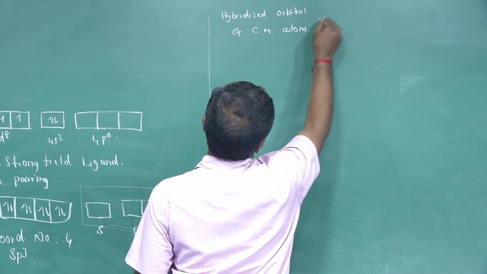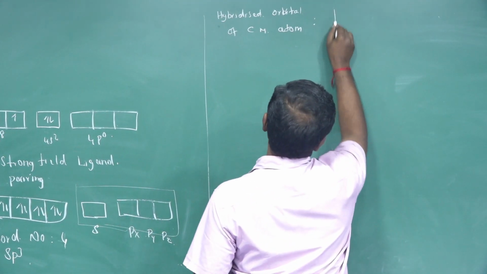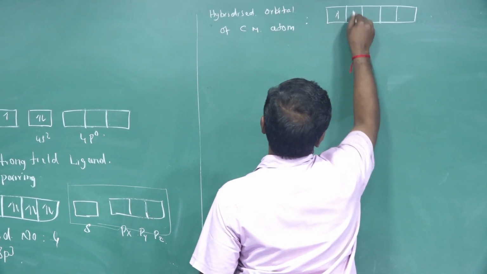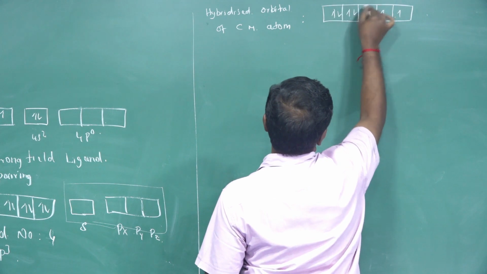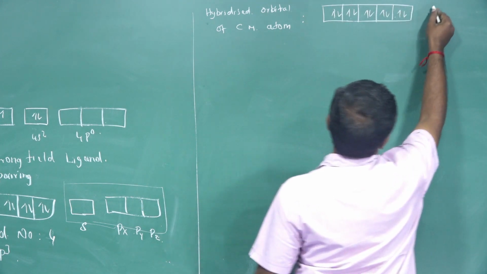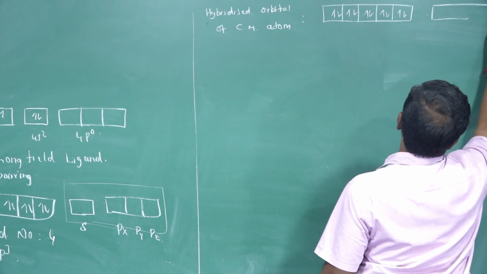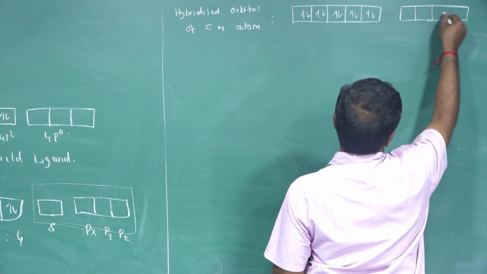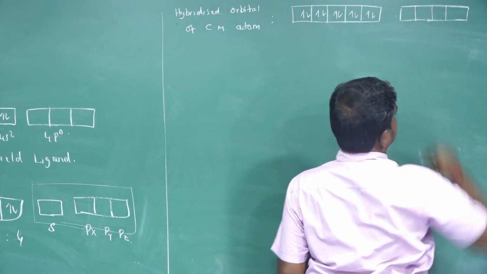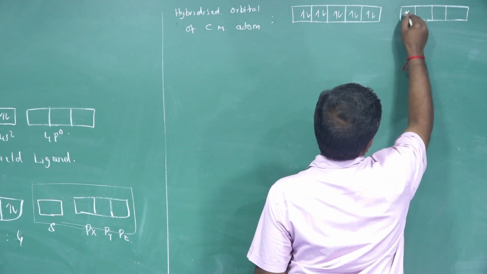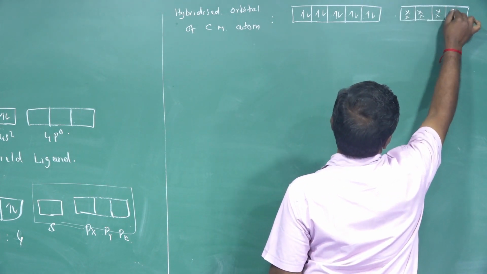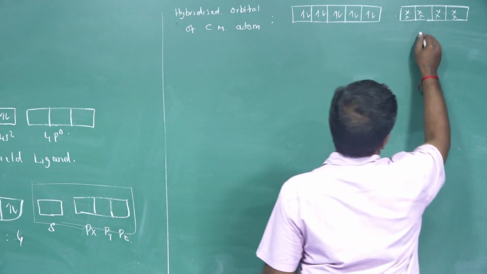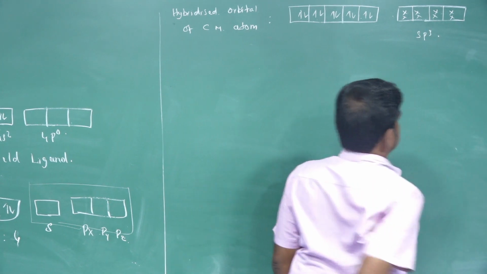In the central metal atom, the d orbital is filled up: 1, 2, 3, 4, 5, first singlet and after that doublet. And the sp3 hybridized orbitals become equal in energy: 1, 2, 3, 4, that is one s orbital and three p orbitals, and they are filled by the lone pair of electrons of the ligand. So it is sp3 hybridization.